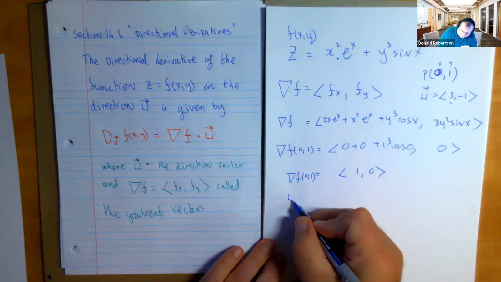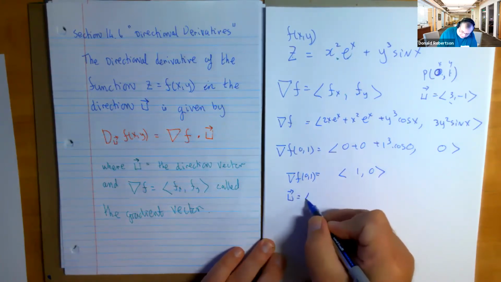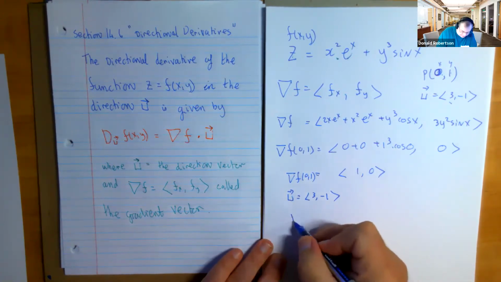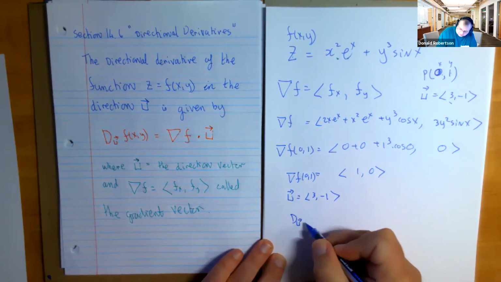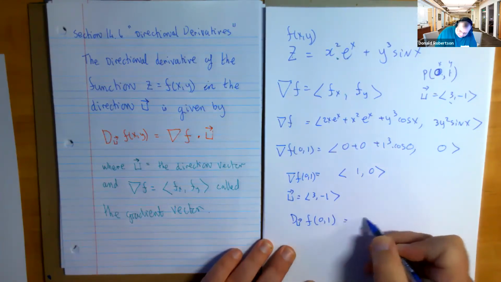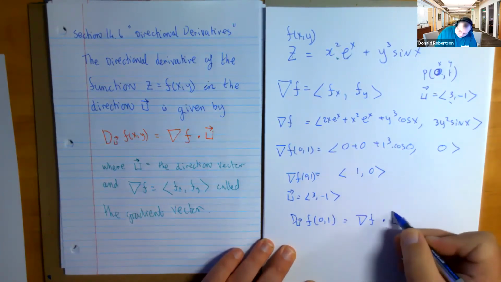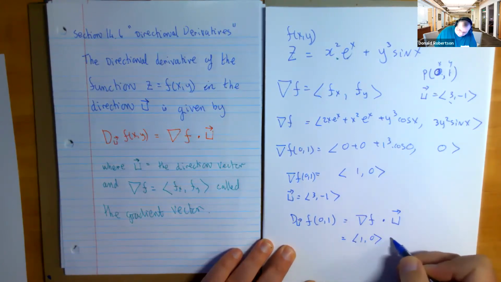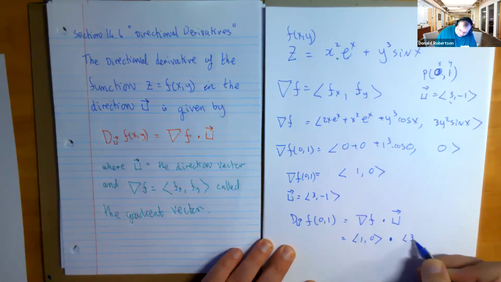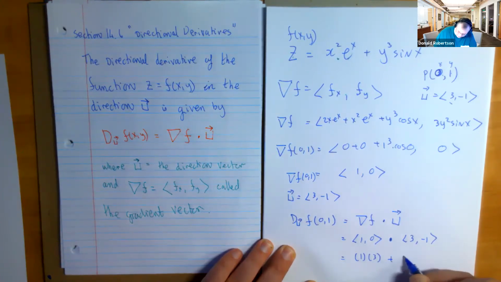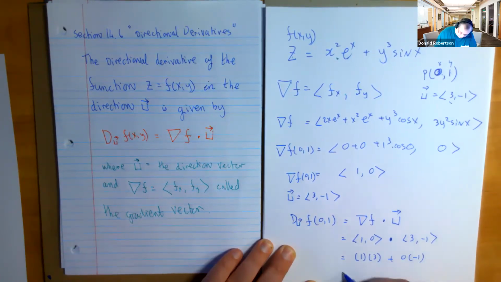And the direction vector in this case is that one. So the directional derivative at the given point 0, 1 is the gradient 1, 0 dot product with the direction 3, negative 1. That gets me 1 times 3 plus 0 times negative 1, and I get the slope of 3.